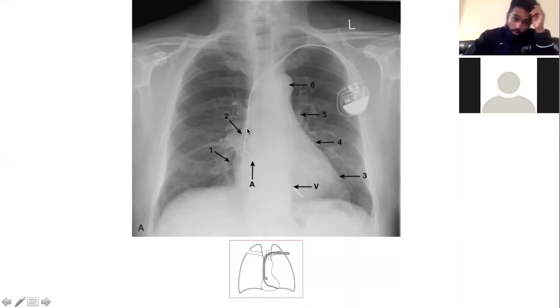Yes, yeah. All right. 2 would be hilum, right? 3, what do you think 3 is? Left ventricle. 4, left atrium. 5, hilum or something? Yeah, hilum. And then 6 is the aortic arch. I think I can see it here. If I back away, this is where the carina is right here. So the aortic arch and the pulmonary artery are right above the bifurcation of the trachea. All right, good.